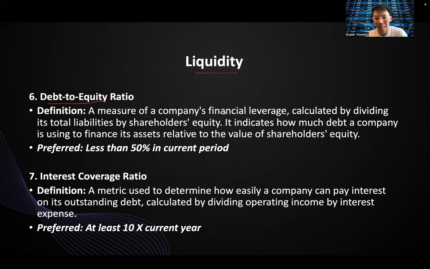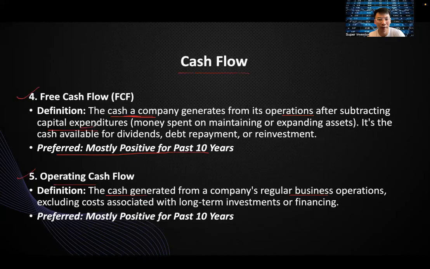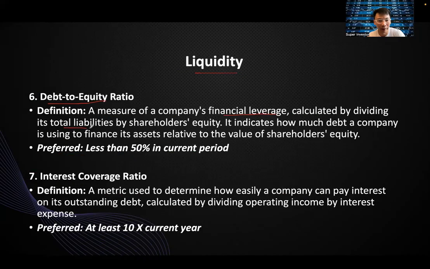This is a measure of a company's financial leverage, calculated by dividing the total liabilities, meaning their debt, how much money they owe people, by the shareholders' equity. This is their net worth. So the preferred is less than 50% in the current period.